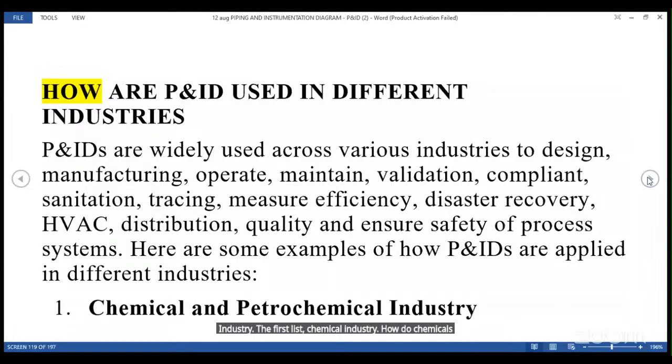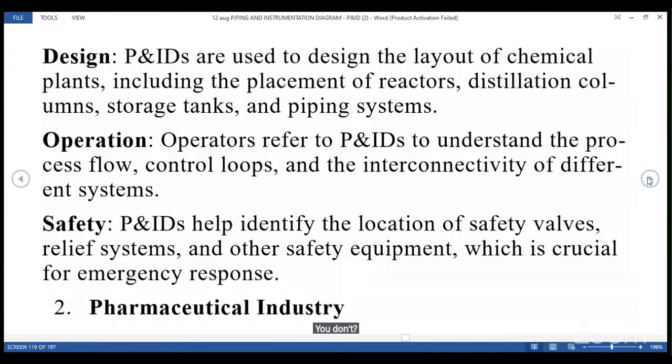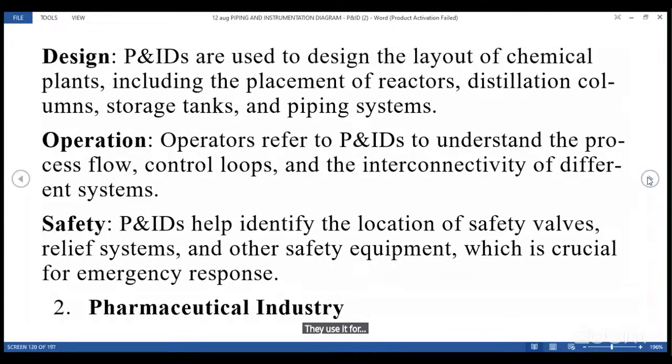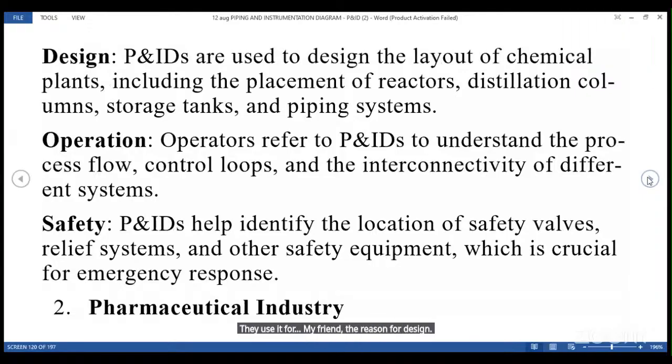The petrochemical industry uses P&ID. They use it for design, for operation, and for safety. How does that work?